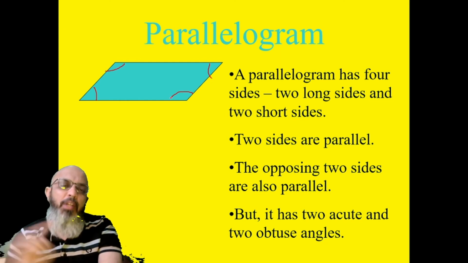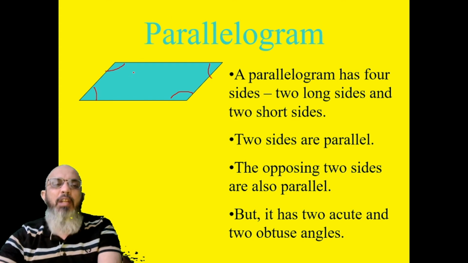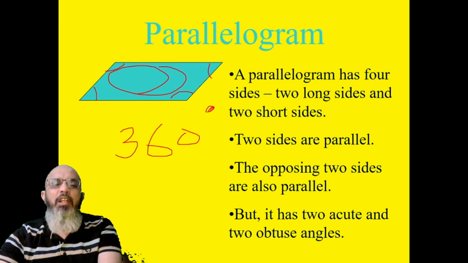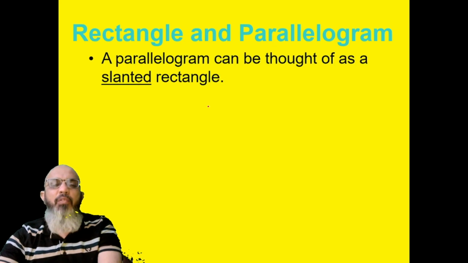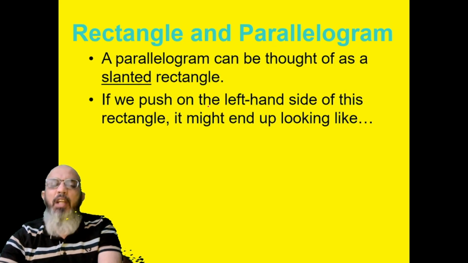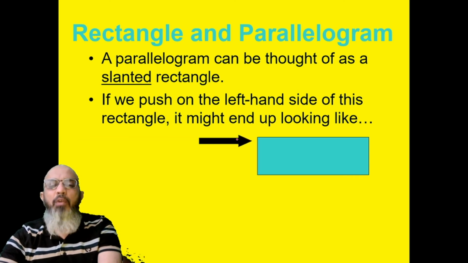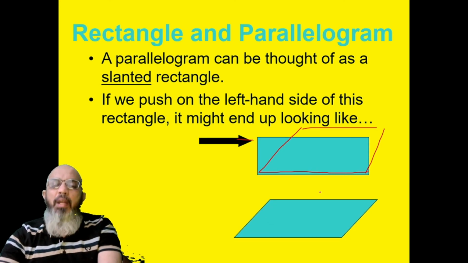And keep one property in your mind which I told you earlier: the sum of all these four angles, what will be the sum of four angles? That is 360 degrees. So now if we have the rectangle, what is the difference? A parallelogram can be thought of as a slanted rectangle. As we look in the square, when we push the square from one side, it turns into the rhombus. Similarly, if you push the rectangle from one corner, what do we get? We will get the parallelogram.